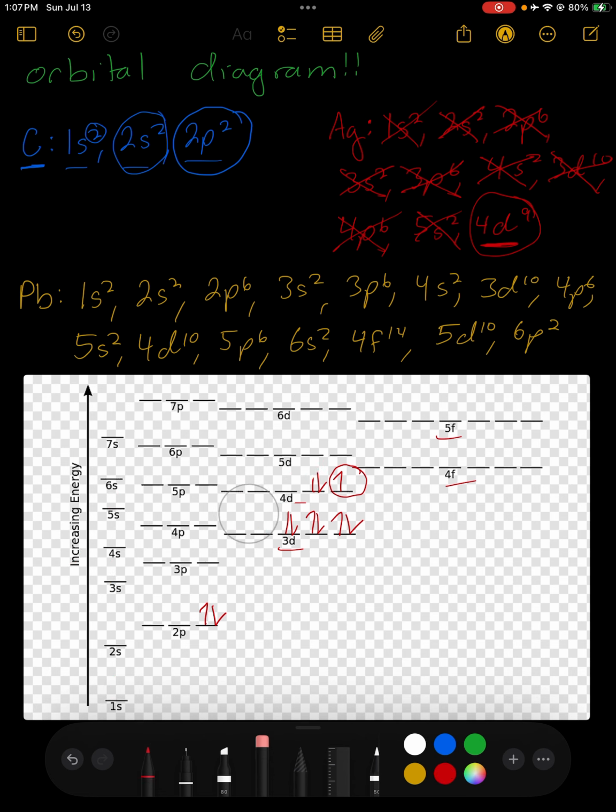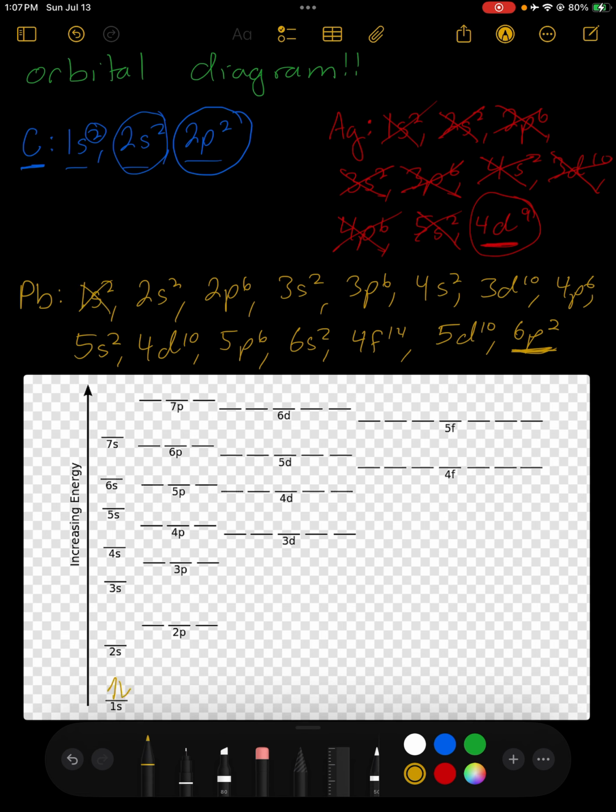All right, so let's erase that, and we're going to do the final one, lead, which is going to be large. But once again, all of those lines of that configuration, they're all going to be full except for that last piece of the configuration, 6p2. So once again, I'm just going to go through it until we get to that last piece.